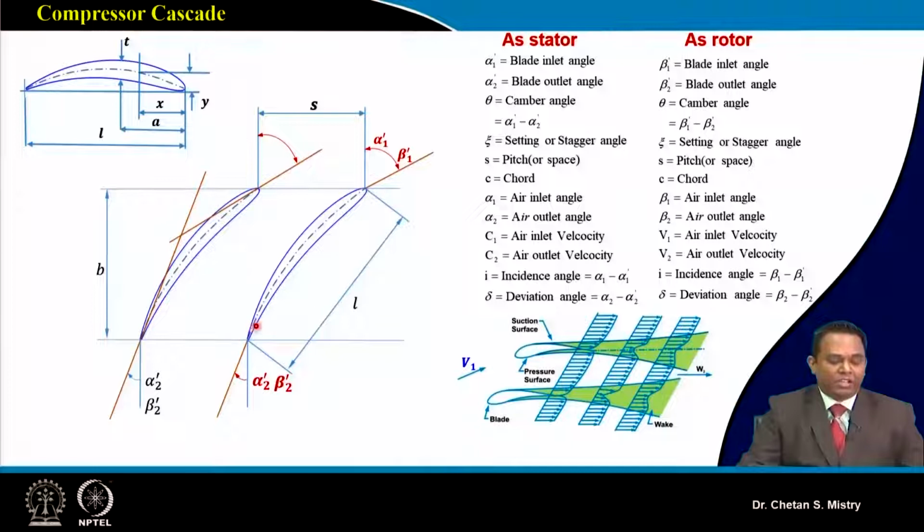Now at the exit, this is my angle at the exit, which I define as the blade outlet angle, beta 2 dash. Now if I draw a tangent to my camber line from the leading edge, and another tangent from the trailing edge, the angle between them is defined as the camber angle. This is very important. Now, we set this aerofoil with respect to the axial direction. If I join a line from the leading edge to the trailing edge, the angle it makes is defined as the stagger angle.